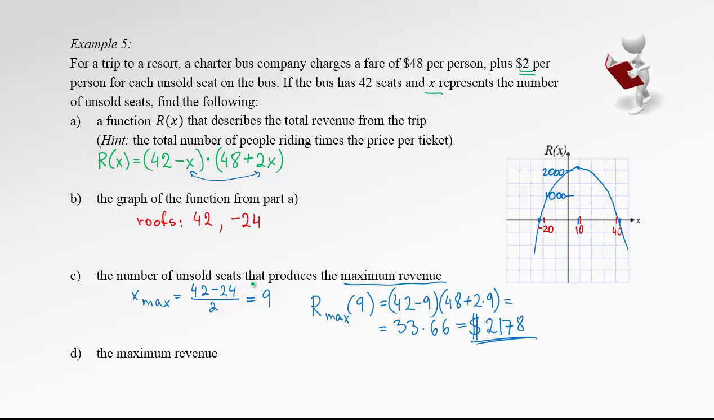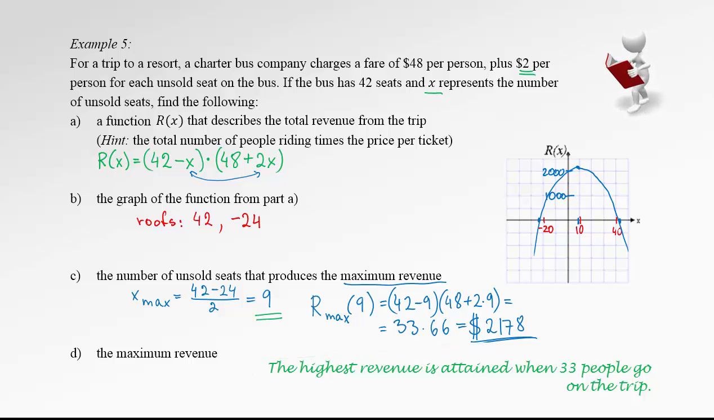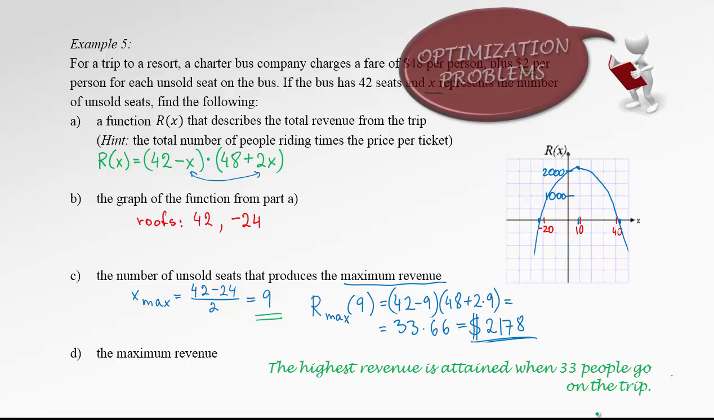Okay, so we actually answered all those questions. We have the number of unsold seats that produces the maximum revenue. This is 9. And we have the maximum revenue. That's our maximum revenue, right? So how many people should go for the trip for the maximum revenue? 42 minus 9. We can say the highest revenue is attained when 42 minus 9, which is 33 people, go on the trip. As we see, quadratic functions can be very useful in problems like this, where we look for extreme values. Such problems are often referred to as optimization problems.